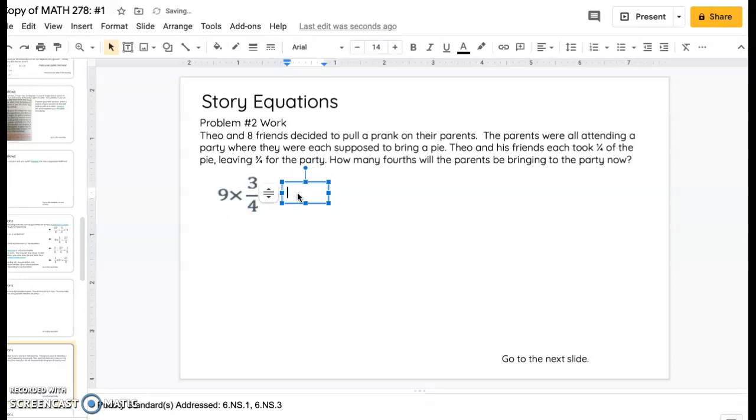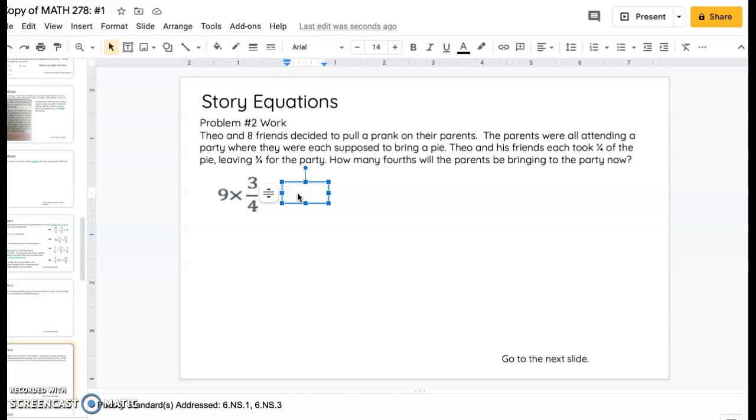All right. Theo and his 8 friends decided to pull a prank on their parents. The parents were all attending a party where they were supposed to bring a pie. Theo and his friends each took 1/4 of the pie, leaving 3/4 for the party. How many fourths will the parents be bringing to the party now? And each child has a set of 2 parents. I'm sorry that I didn't clarify that very well. So there's 9 sets of parents, and they're each going to bring 3/4 of a pie.